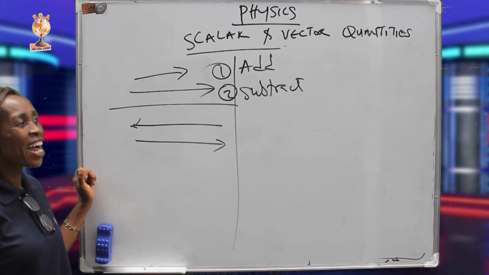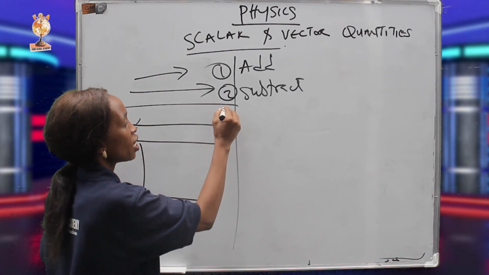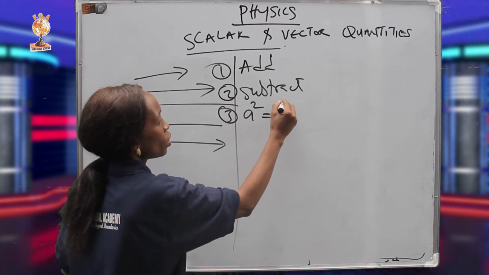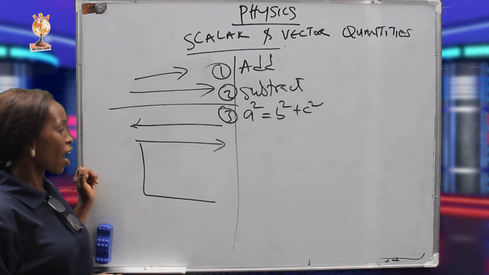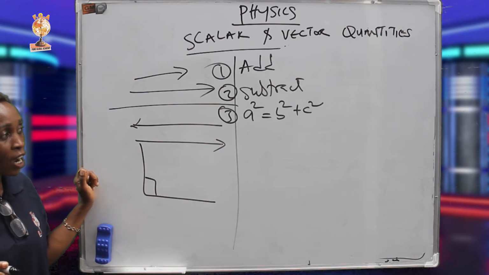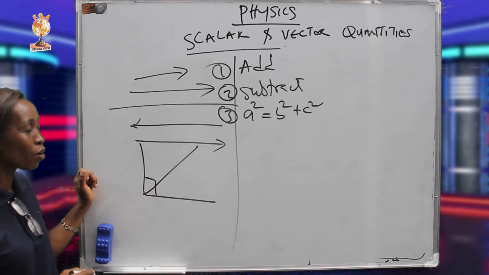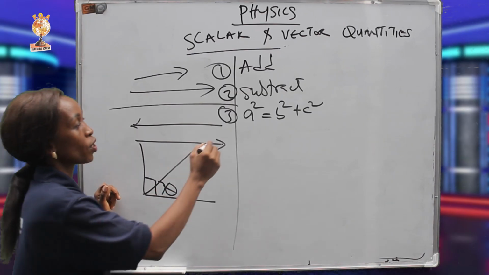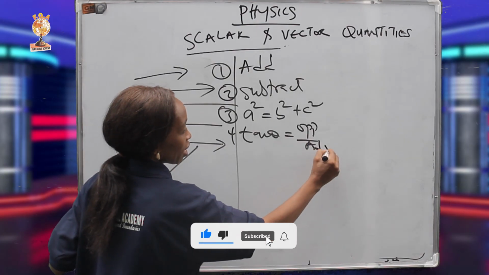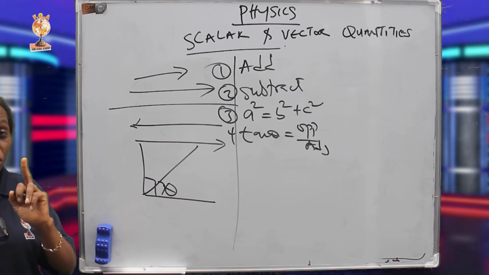But if they are moving at a right angle to each other, what do I do? I use the Pythagorean theorem, which is a squared equals b squared plus c squared. Now, since the two vectors are at a right angle to each other, they are separated by an angle theta. The angle theta is found from tan theta, which is opposite over adjacent.